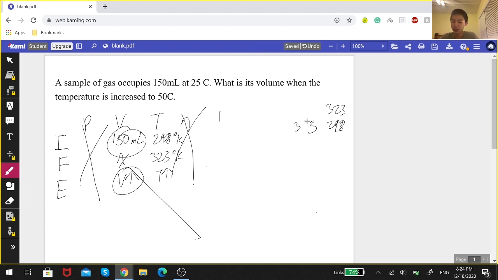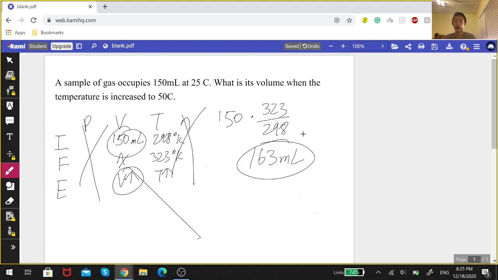So we're going to have to use the other one, with the bigger number on top. We're going to multiply 150 by a ratio of the bigger number on top and smaller number on bottom, to get a number greater than 1. And our final answer will be about 163 milliliters. And yes, you stick to the rule of 3 here.